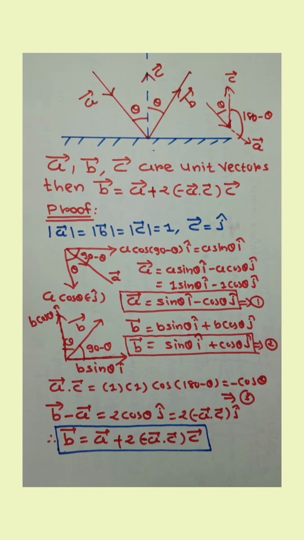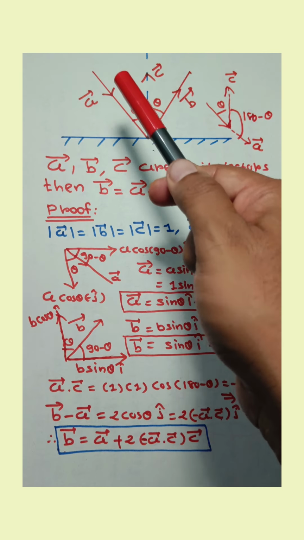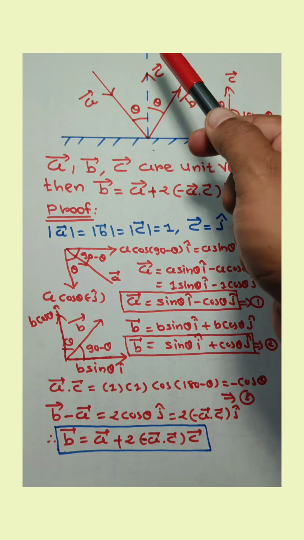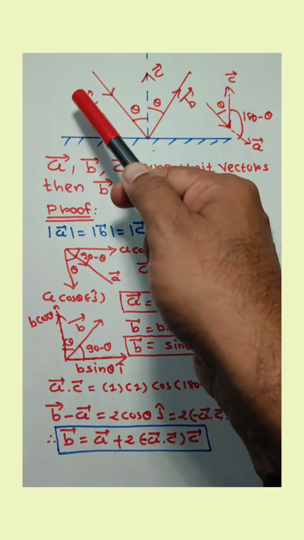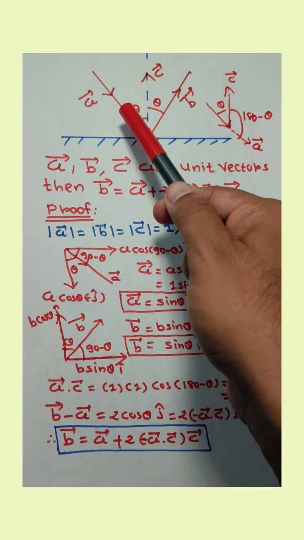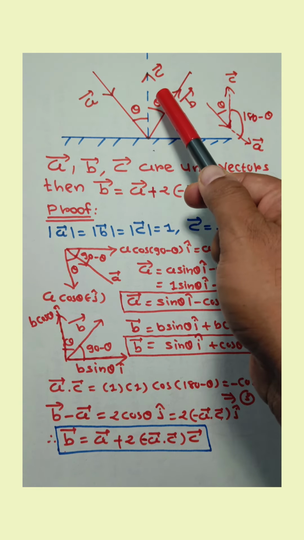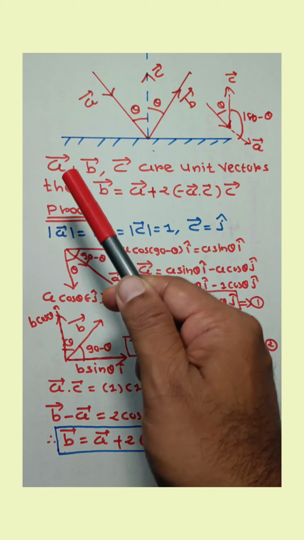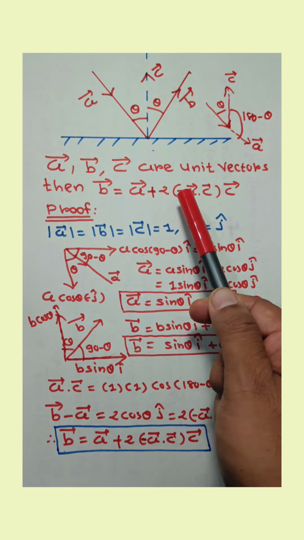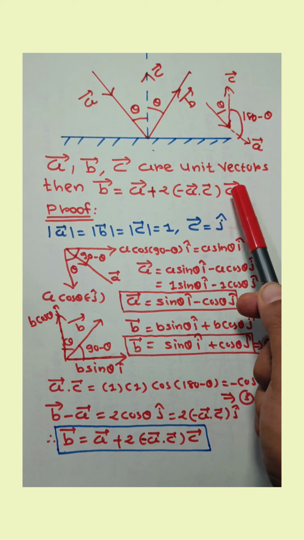In the diagram, the incident ray, reflected ray and normal drawn at the point of incidence are given. Here vectors A, B and C are unit vectors. The angle of incidence and angle of reflection is theta. Then vector B is equal to vector A plus 2(minus A dot C) times vector C.